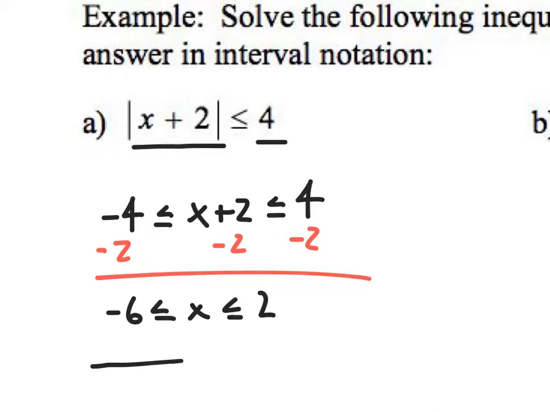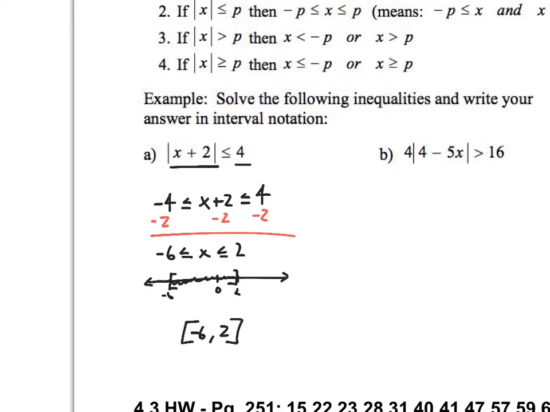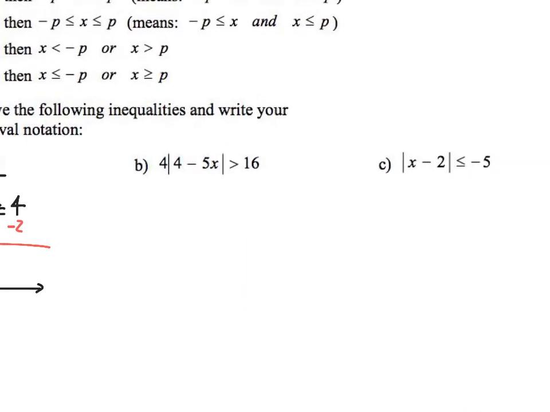So when I graph this, here's 0, here's 2, here's negative 6, brackets, shade in the middle, and that's going to help me write it in interval notation. I'm going to write this as bracket negative 6, comma 2, and those are the answers that would satisfy this inequality. All right, let's look at the next one real quick.